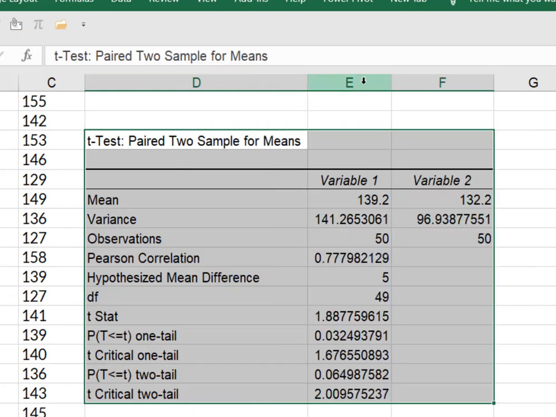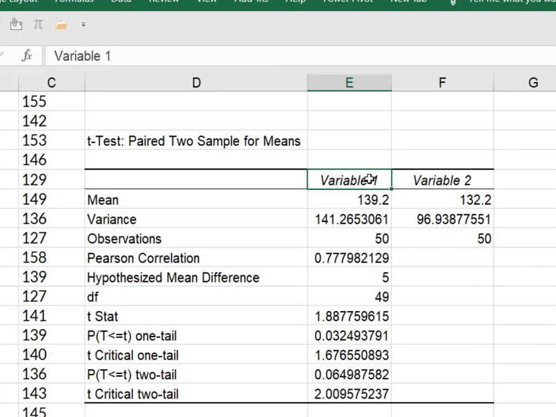Make this a little bit bigger. And then variable 1 was our weight after. Variable 2 was the weight before. So we can see that there's a difference in the mean, but what we have to determine is is that a statistically significant difference in the mean?